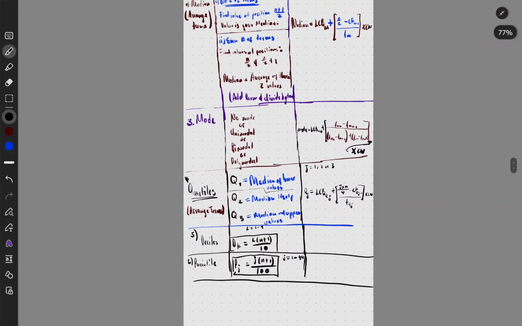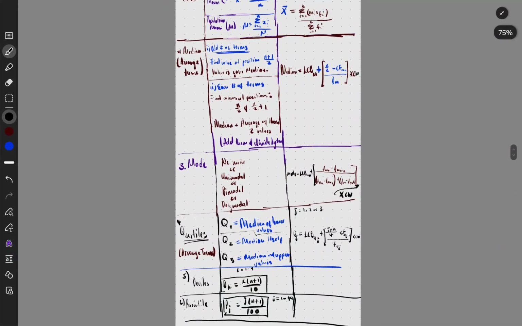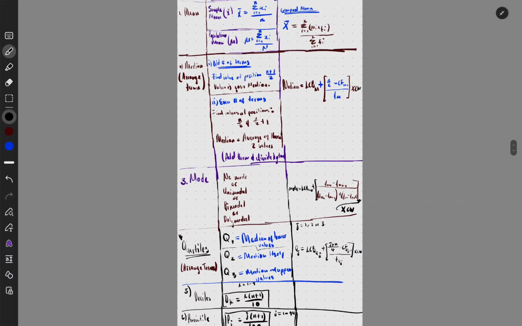Let me try to zoom out so that you see the whole thing which we have done. This is what we have done so far. These are the 6, which are mean, median, mode, quartiles, deciles, and the percentiles. These are all, and you must be able to do them. I'm sure it is good.